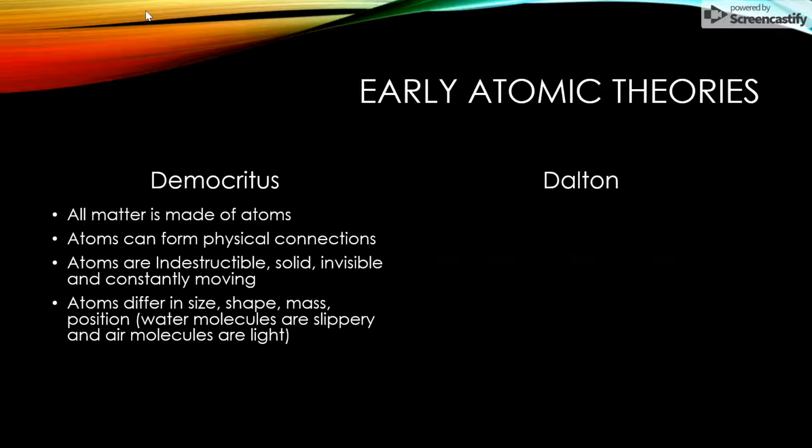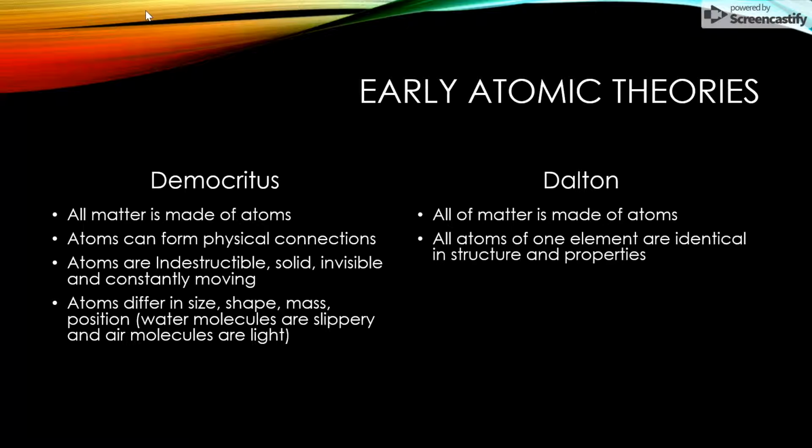So let's take a look at Dalton's atomic theory. Number 1, same as Democritus. All of matter is made of atoms. Again, pretty self-explanatory. Number 2, all atoms of one element are identical in structure and properties. This is called an isotope. Isotopes are essentially atoms that have one more neutron than they're supposed to. An example of this would be carbon-12, and when you add one more neutron, it becomes carbon-13. Carbon-13 is used for radioactive dating, and it essentially lets off a radioactivity.